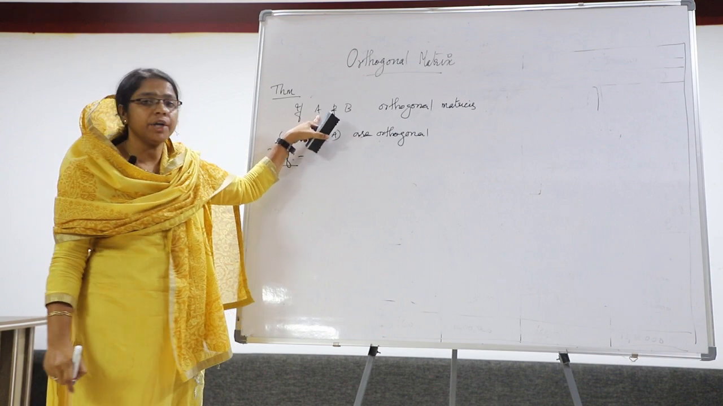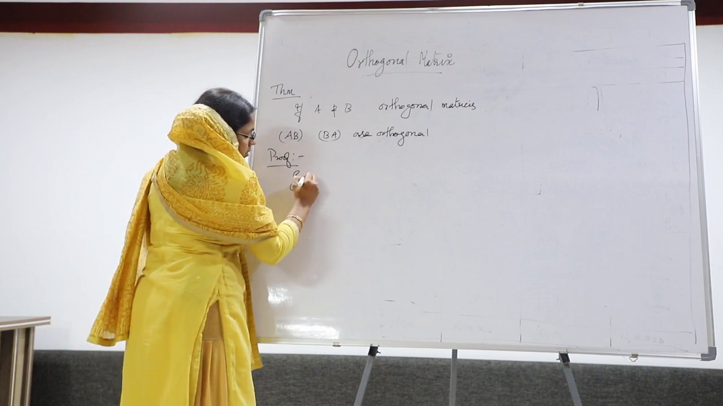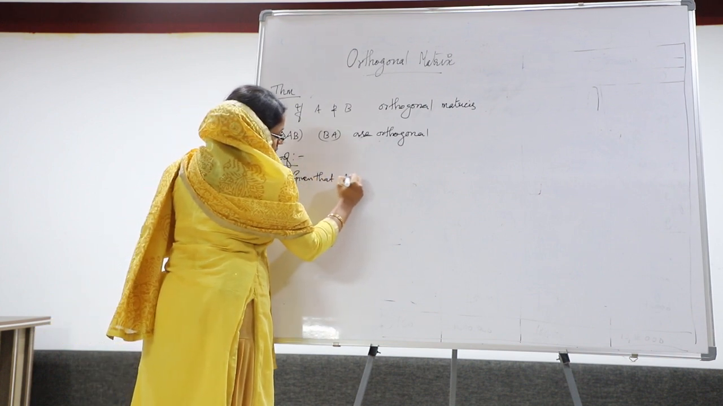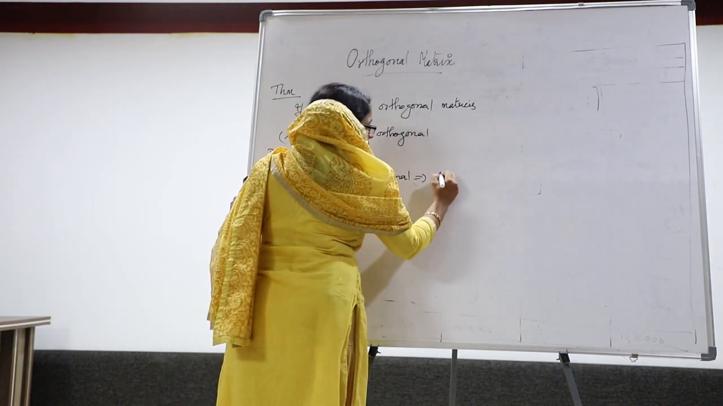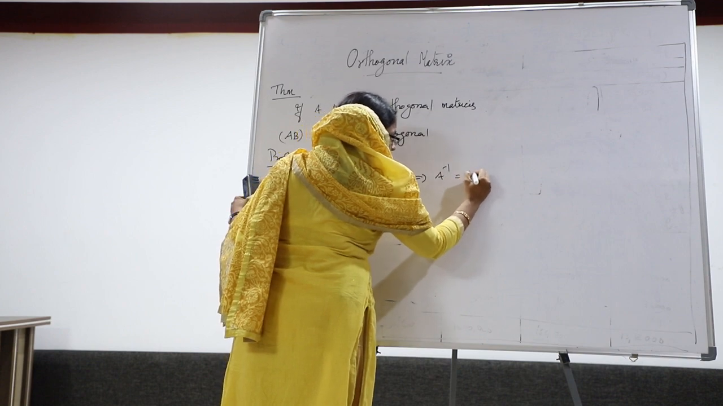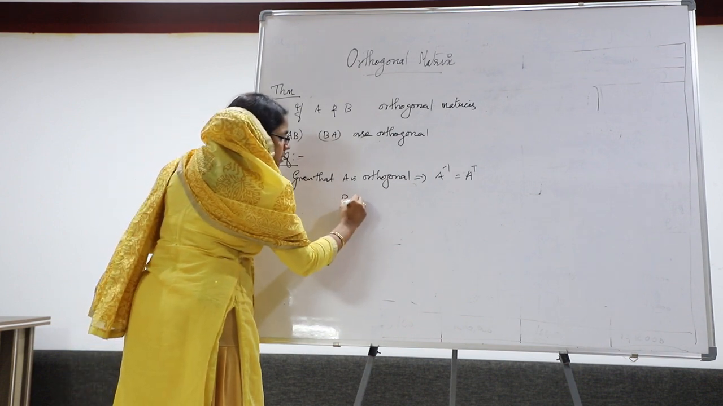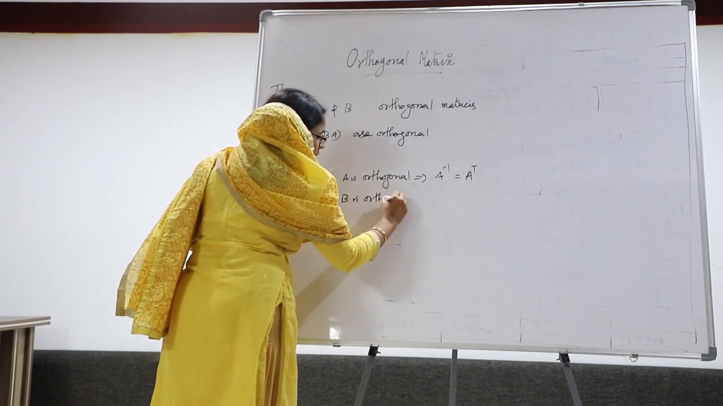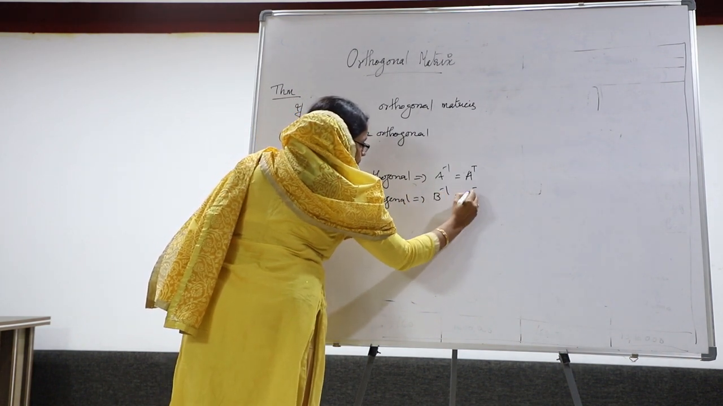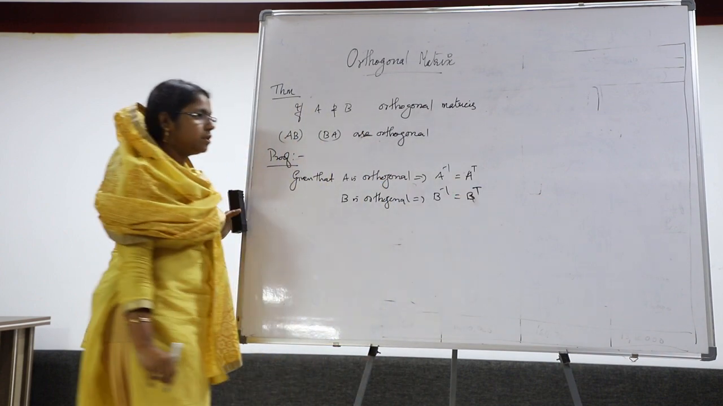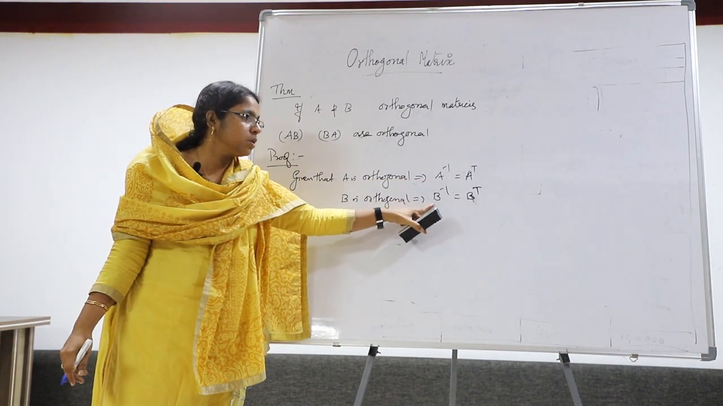Here we have two conditions given. First condition is A is orthogonal, given that. A is orthogonal implies the condition that A transpose is equal to A inverse. And similarly, B is orthogonal. Condition is that B inverse is equal to B transpose. So, A is orthogonal, and B is orthogonal, B inverse is equal to B transpose.